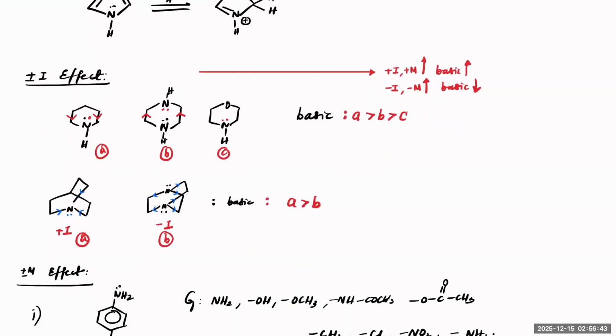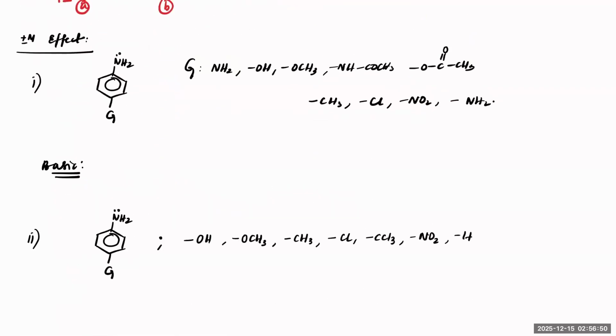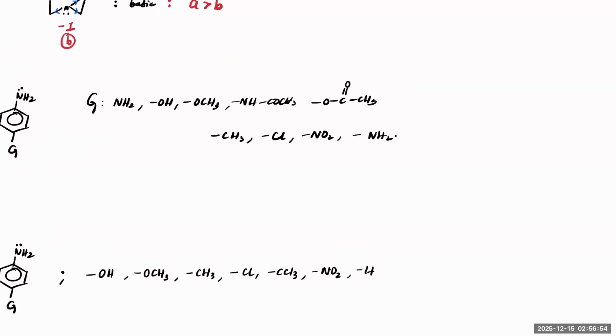Okay. So this is based on plus I minus I cases. Now let's see if at all we have plus M and minus M. So the logic is still the same. That means any electron donating group, if its strength is increasing, then basic character will increase. And if electron withdrawing groups are more, correct? So that will decrease the basic character.